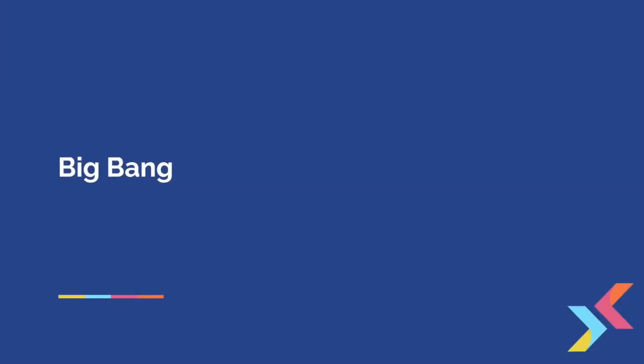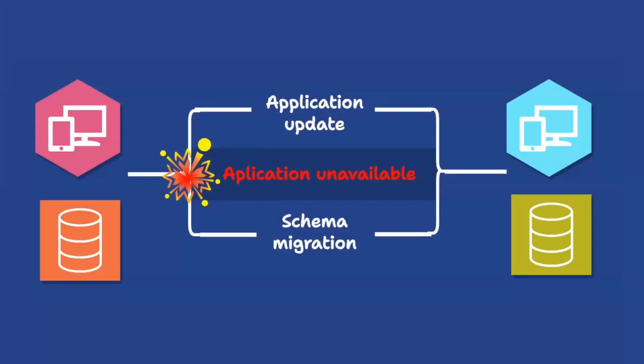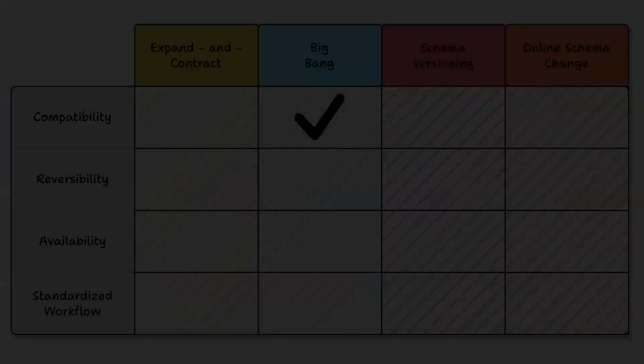First up is Big Bang. When faced with the need to implement database schema migrations, this is an obvious first approach. A Big Bang migration consists of taking the application down, performing the schema migration, updating the application during downtime, and then deploying a new version of the application.